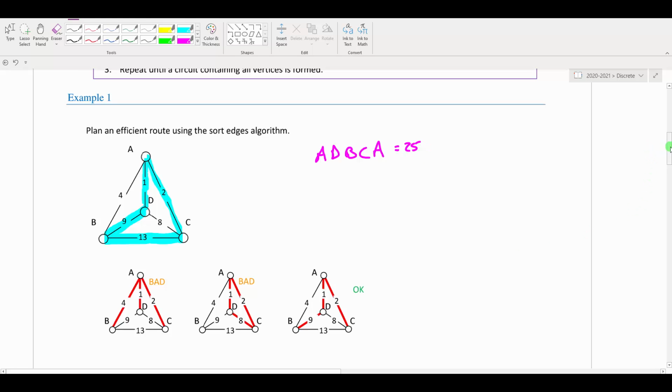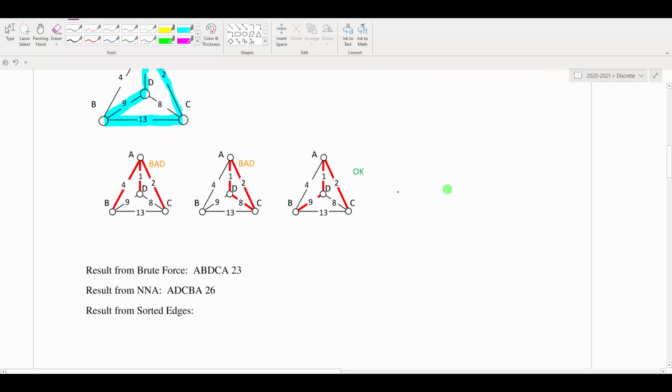So that is sorted edges, and I want to come down here and just talk about a couple of things. So we've actually seen this graph before. We did the same exact graph when we did brute force, so we know what the cheapest route is. It was A, B, D, C, A, which had a cost of 23. We know that is the optimal route. When we did this same graph with nearest neighbor, we got a route that cost 26. Now what we just did with sorted edges, we got a cost of 25, which slightly beat out the nearest neighbor algorithm.